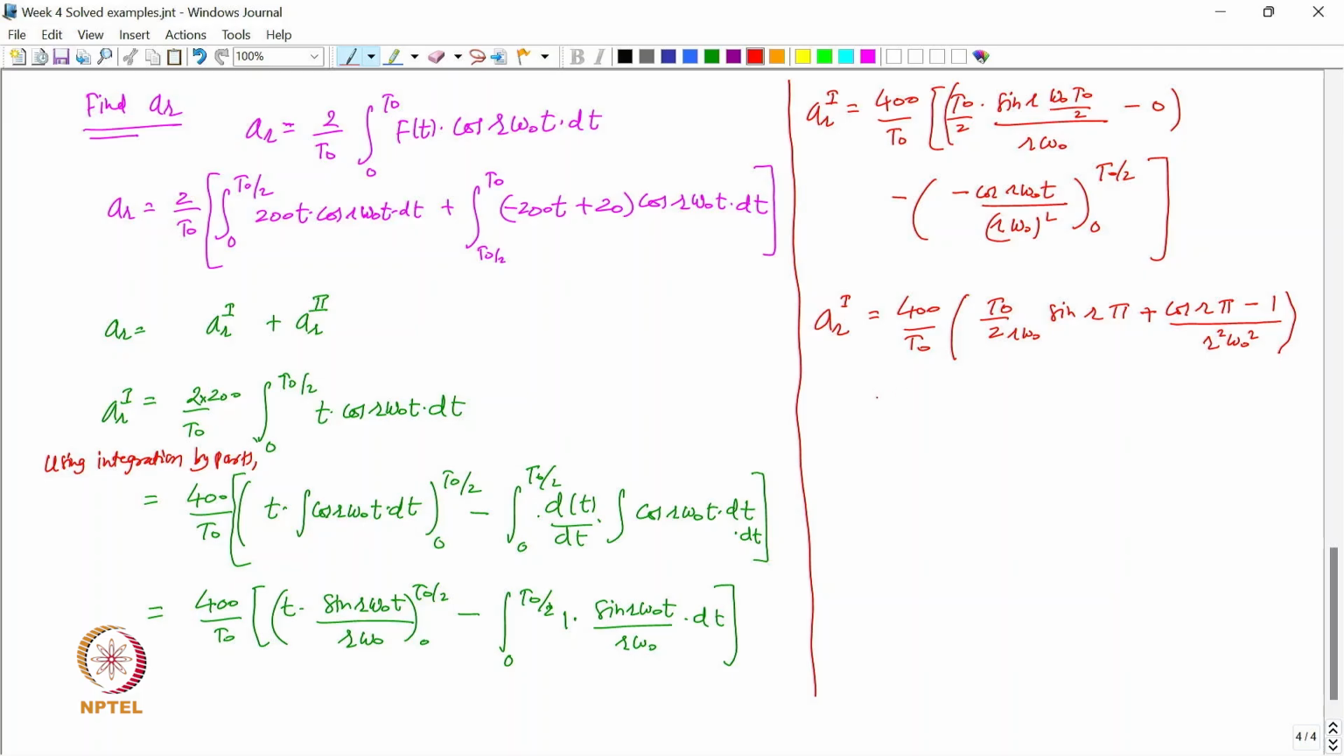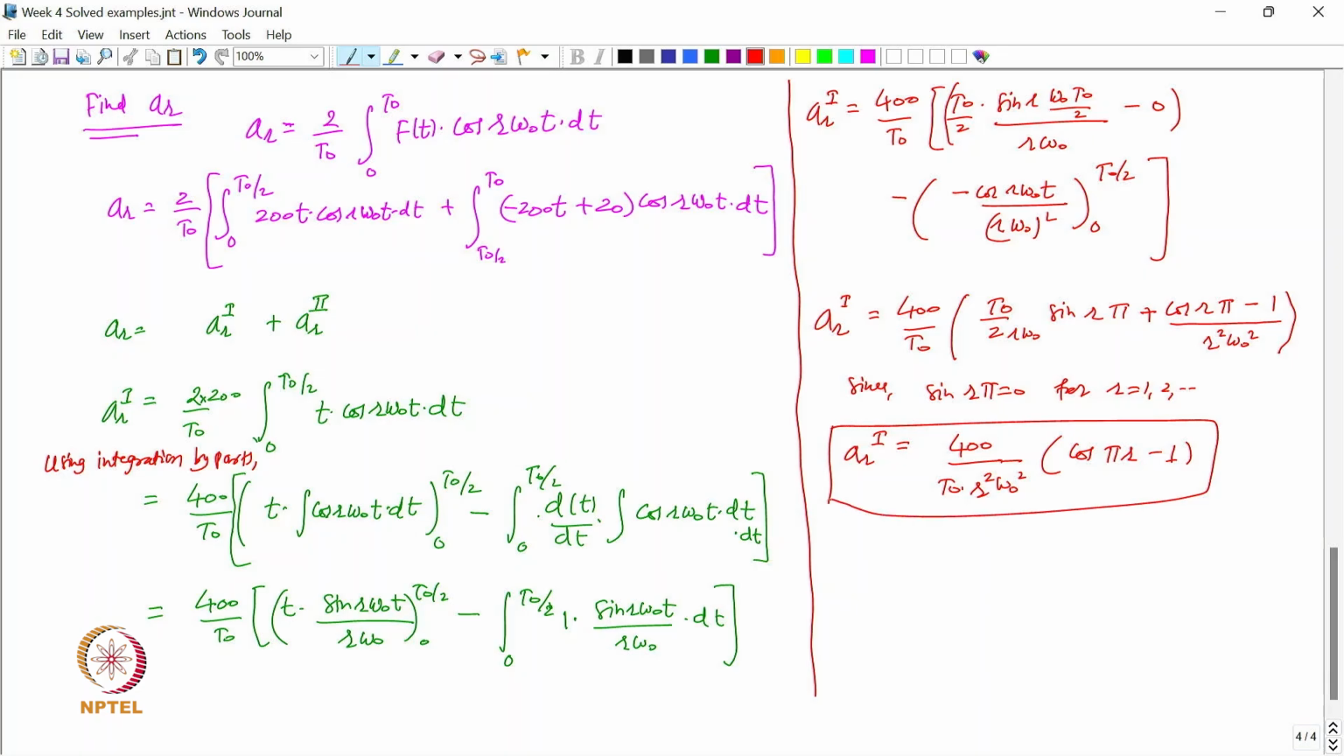And then we know that sin r pi is 0, for r equal to 1, 2, all integers it is 0. So therefore we end up with this result that A r 1, the first part, is 400 upon t naught r square omega naught square, cos pi r minus 1. So this is the first integral. Let us go to the next page and evaluate the second integral.